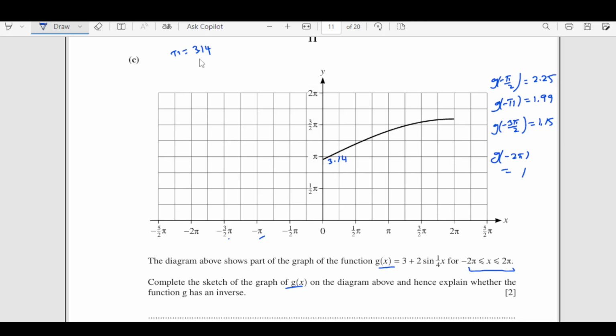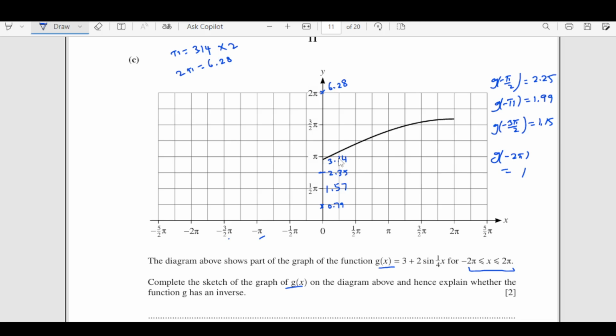Then we have 2 pi, which is times 2, so 2 pi is 6.28, right? So this point is 6.28. Then negative 3 pi by 2: pi is 3.14, and half of this is 1.57, and the midpoint of this one is 1.57. This comes out to be 2.35, and this comes out to be 0.79, this point here, right? So we have these values here.